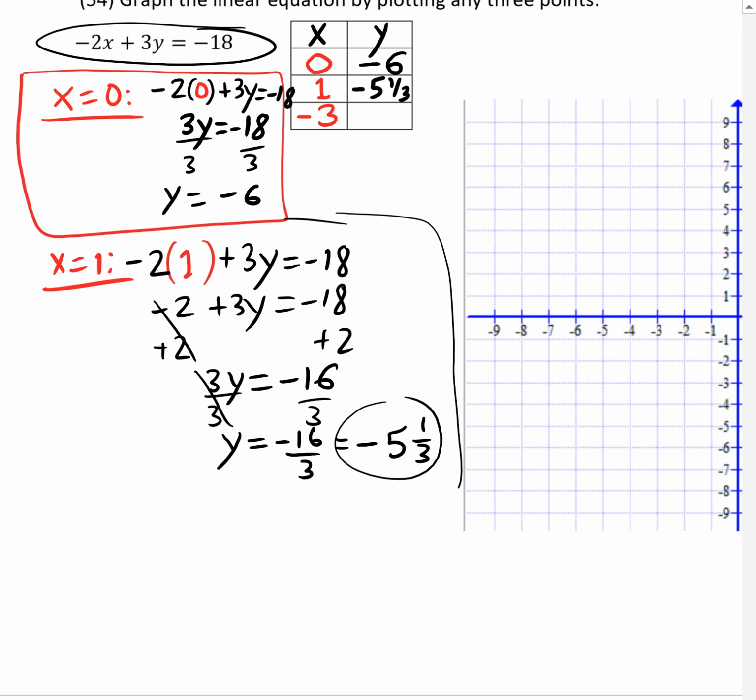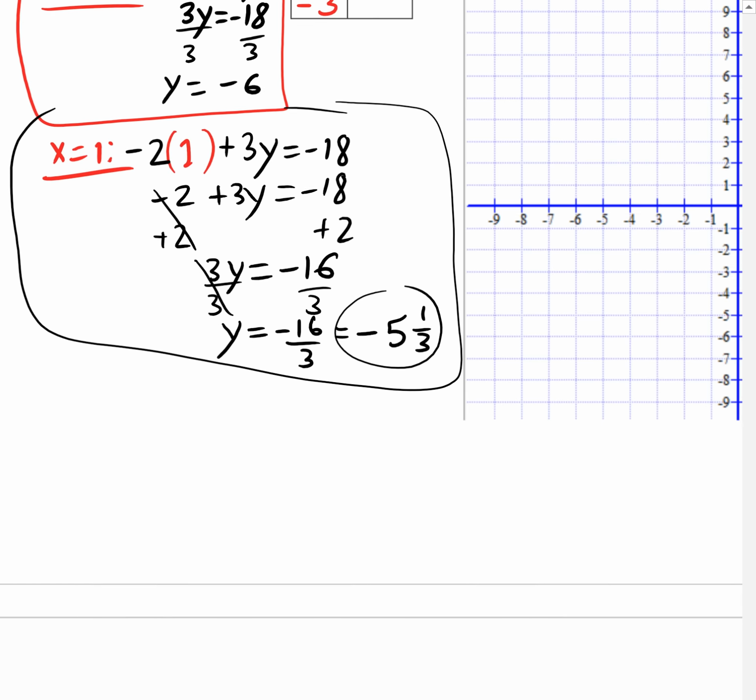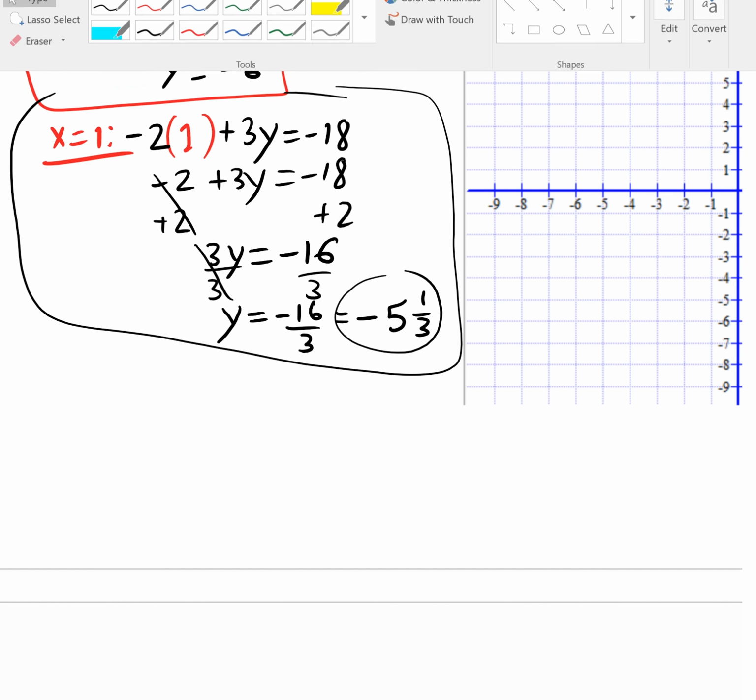I'm trying to plug in x equals negative 3. I don't know why I chose that value. I guess I was just trying to be weird. I don't know.